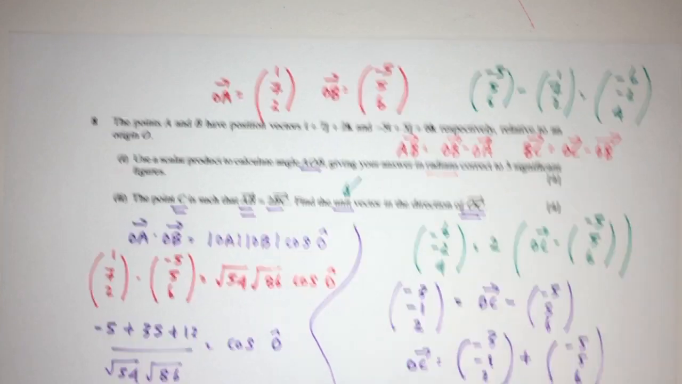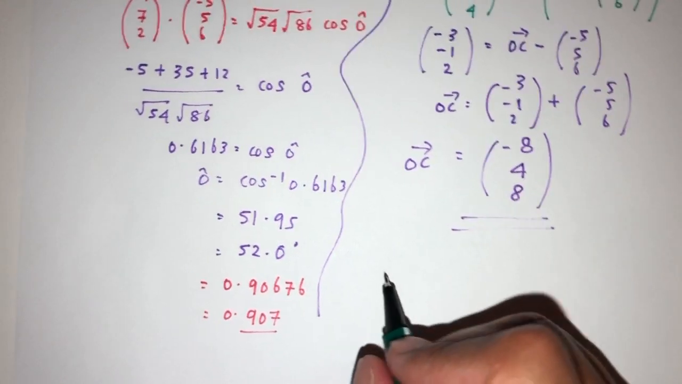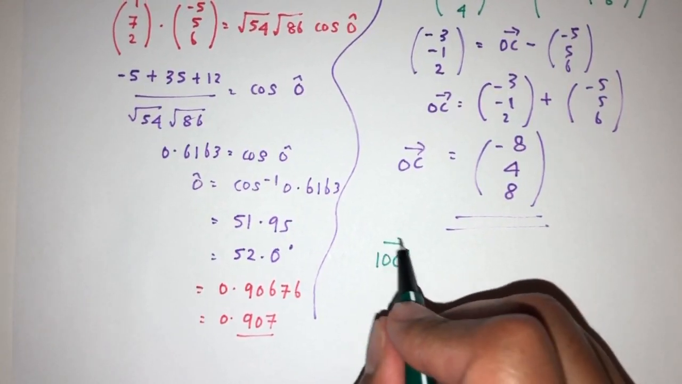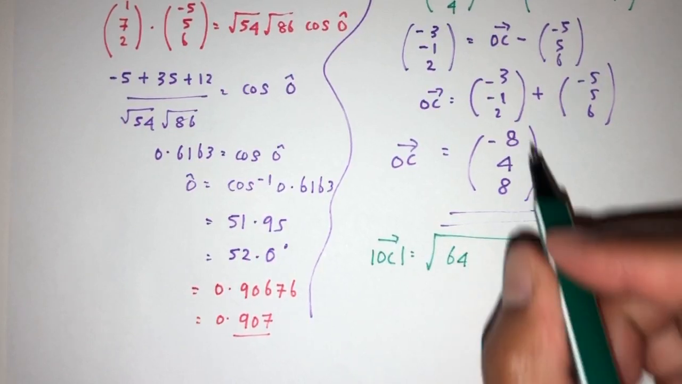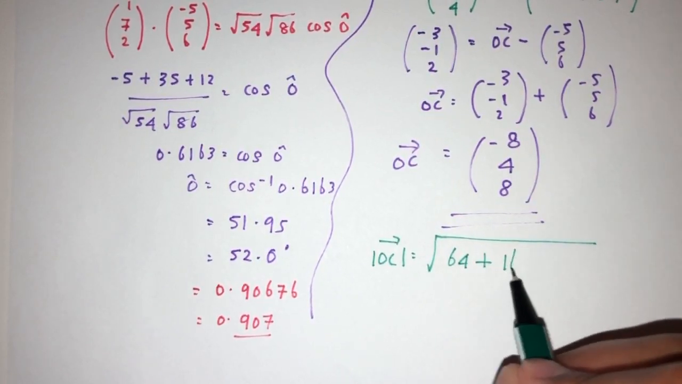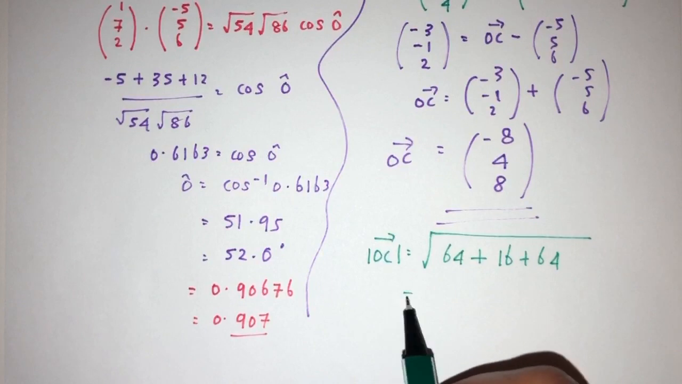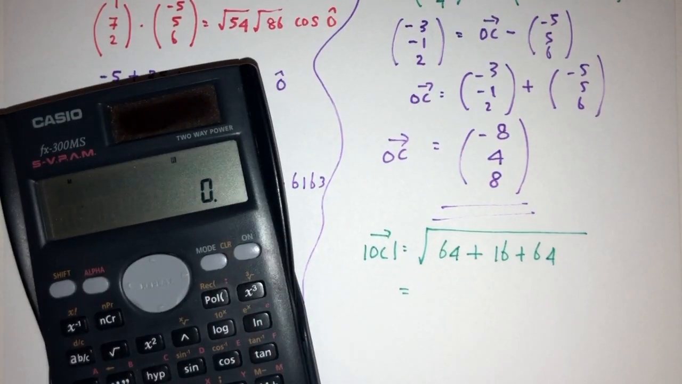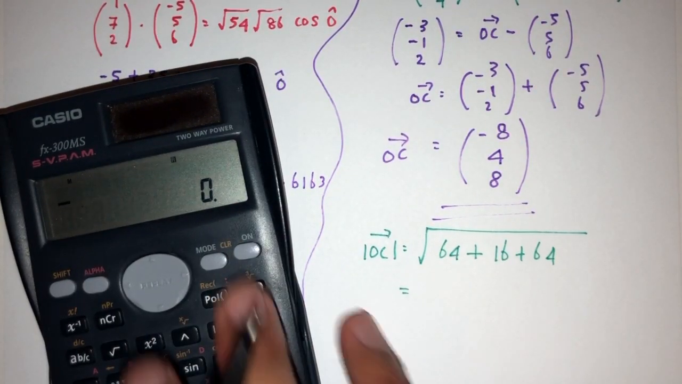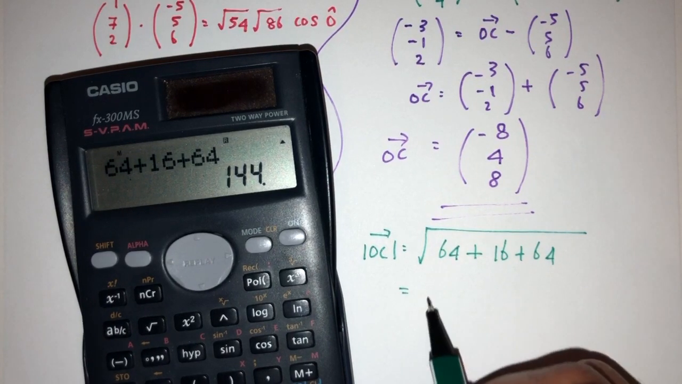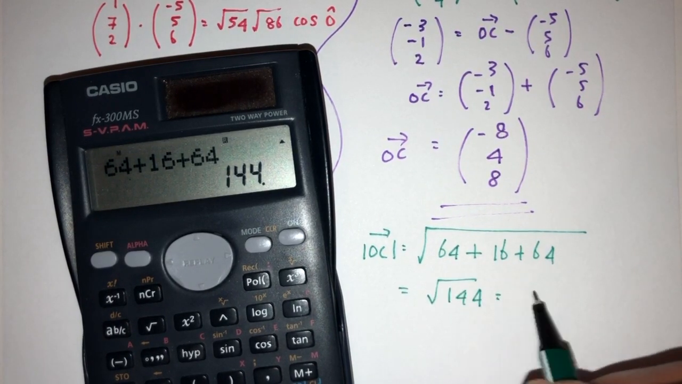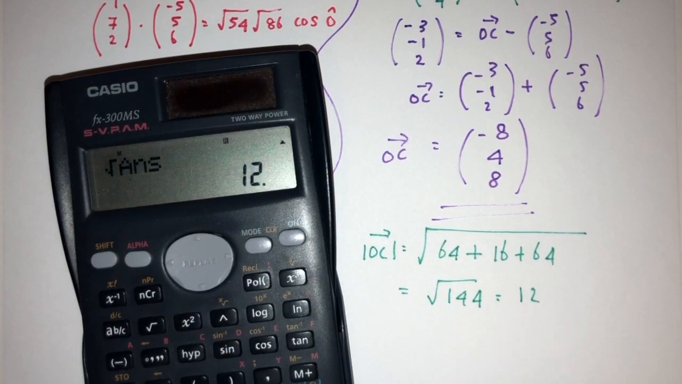Now we have to find the unit vector in the direction of OC, so pretty easy. So we also have to find the magnitude of OC. We have to find this: 8 squared is 64, plus 4 squared is 16, and 8 squared will be 64 as well. Now again, minus 8 squared is the same thing, right? It will be 64. 64 plus 16 plus 64, that should be root of 144, and that should be 12. Let's check. That is 12.